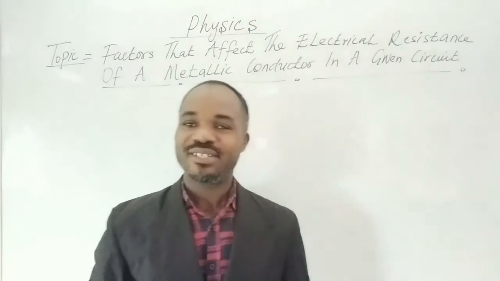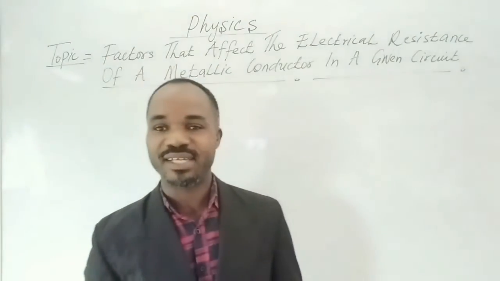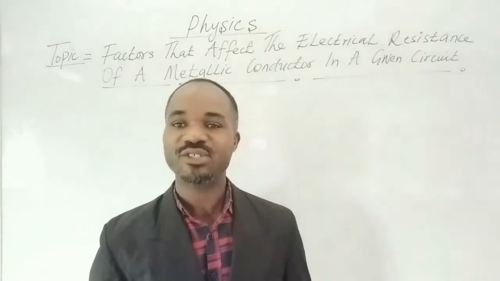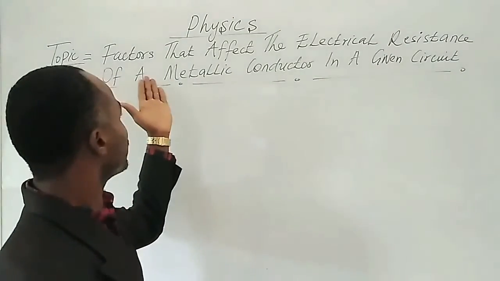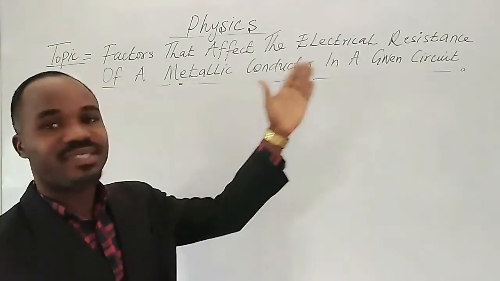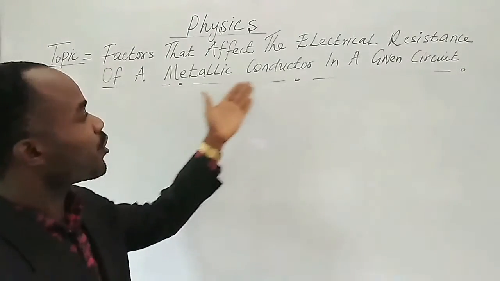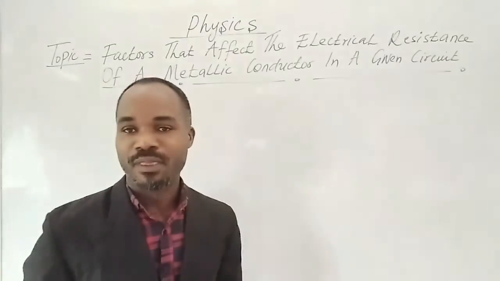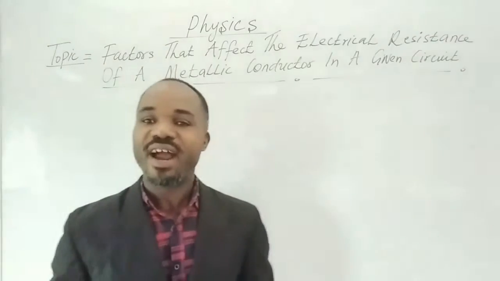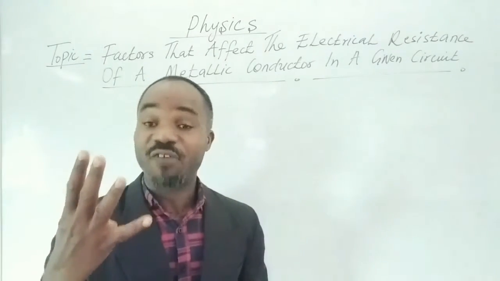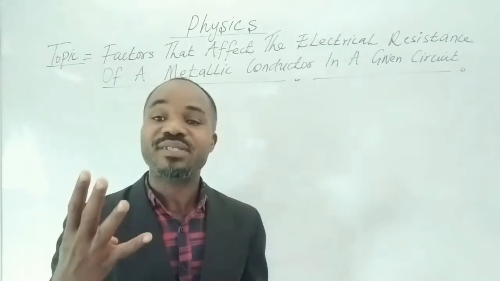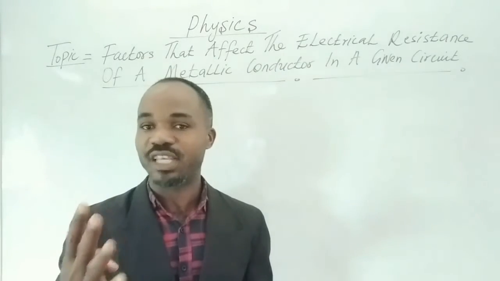Hello. This time around, we are going to look at another topic that has to do with factors that affect the electrical resistance of a metallic conductor in a given circuit. Now, there are four factors that affect the electrical resistance of a metallic conductor in a given circuit.